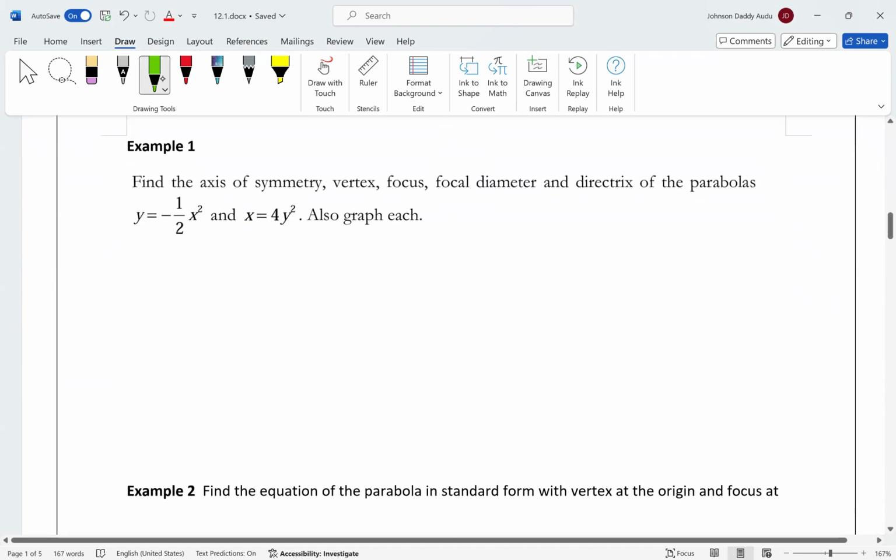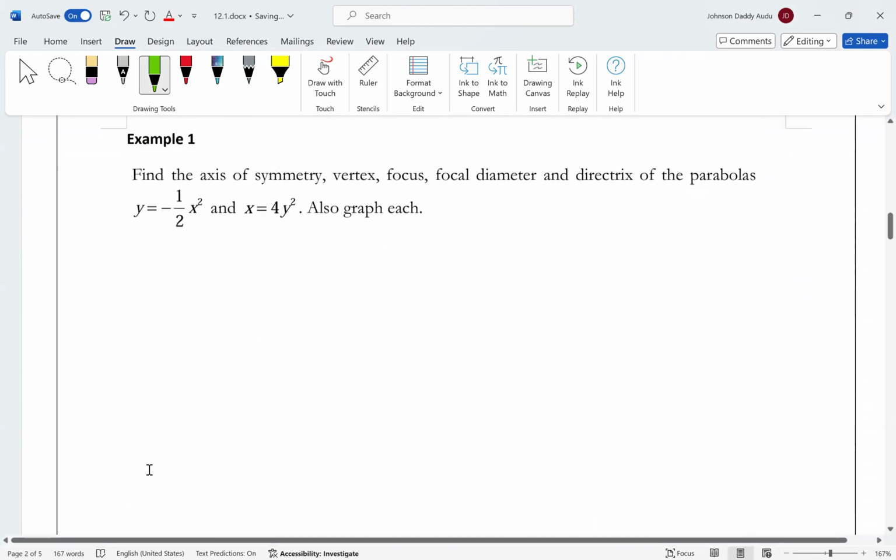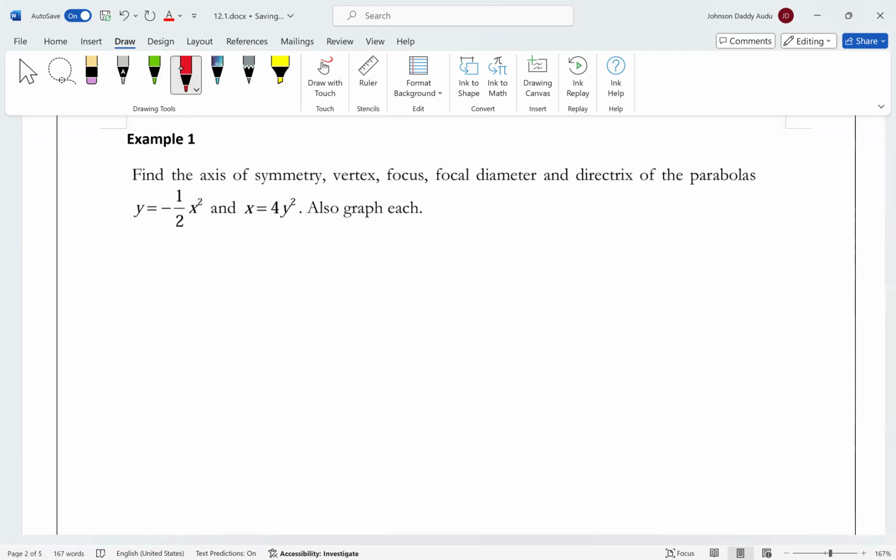So let's just take this example 1. Example 1 says we should find the axis of symmetry. So we start with the first one. This is y equals minus x squared over 2. So all you need to do is rewrite this. Let's call this a. So we can write it as x squared equals what? Minus 2y.